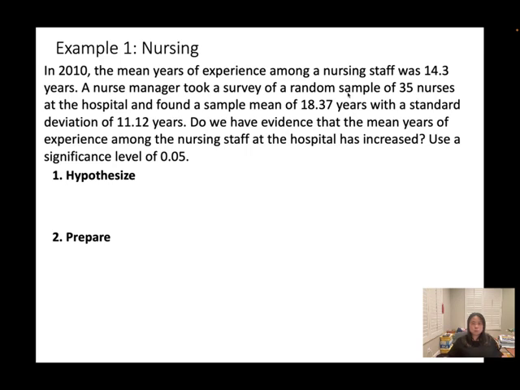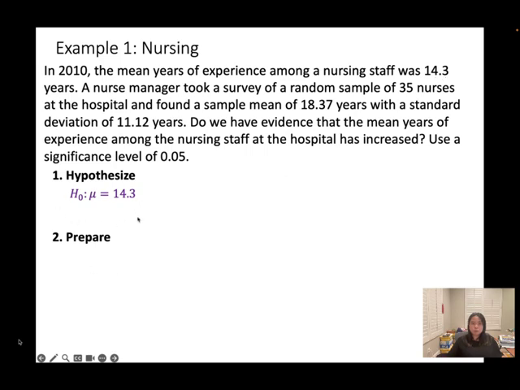Okay, so we are working on the population mean. And with this sentence again, the mean years of experience among a nursing staff was 14.3. So this is going to be your claim statement. And when we're working on the null hypothesis, the mean is always equal. Okay, null hypothesis, population mean equal to 14.3.